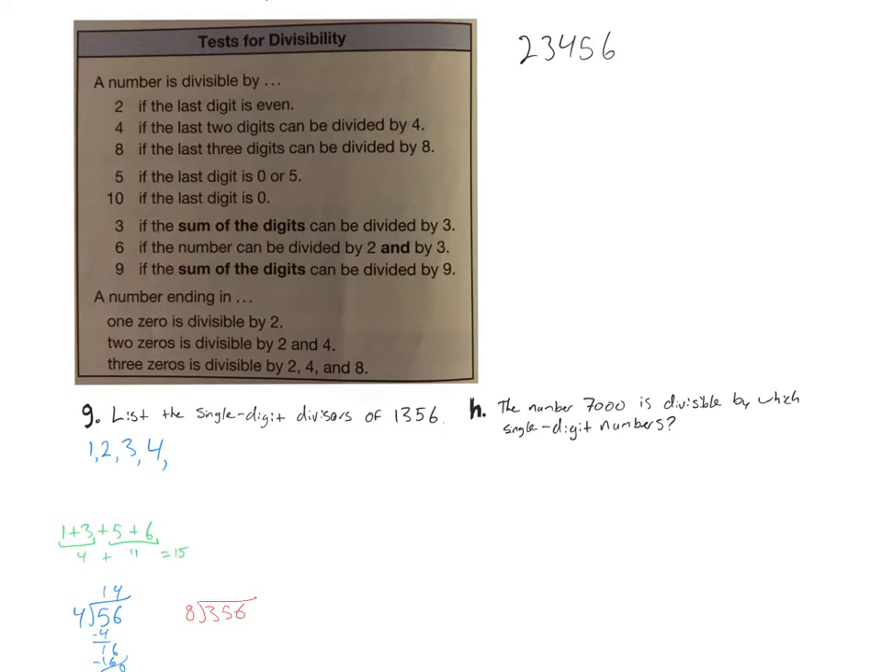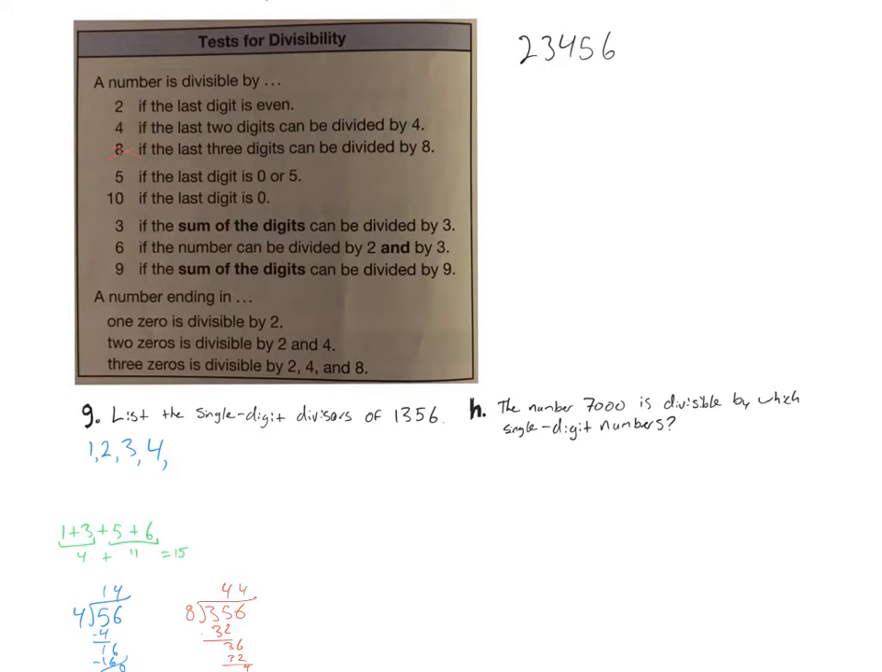Let's see. So it goes in that 4 times. That would be 32. Remainder of 6. I'm going to go that 4 times. It's going to give me 32. But I'm going to end up with a remainder there of 4, right? You can hardly see it down there, but I get a remainder of 4. So 8 does not go into it. In this case, not 8.